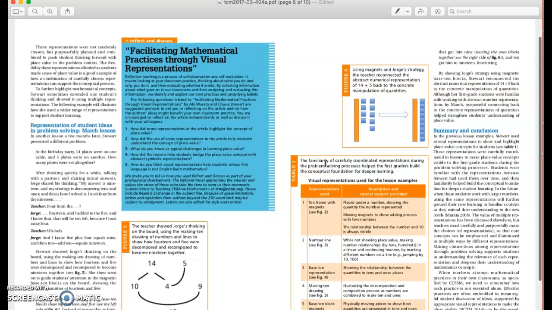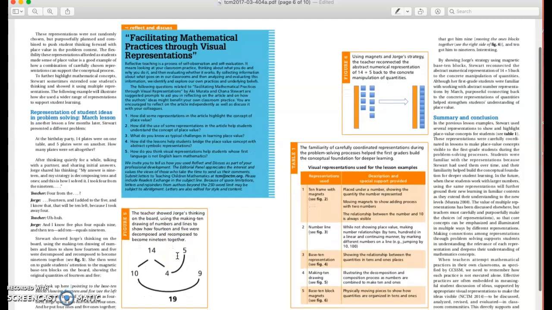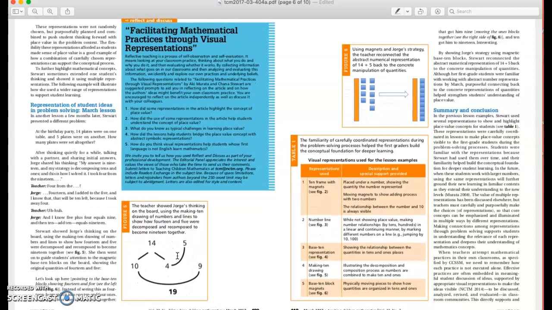This page explains another representation that Stewart used with her first graders. She gave them another addition problem here, and had a student share his thinking. The student explained that his strategy was decomposing the 10s and the 1s. And as he explained his thinking, Stewart used the making 10 strategy, drawing of numbers and lines on the board for the whole class to see, which is what this one is. Next, she guided her students' understanding by using the magnetic base 10 blocks on the board for the same problem, which are these.